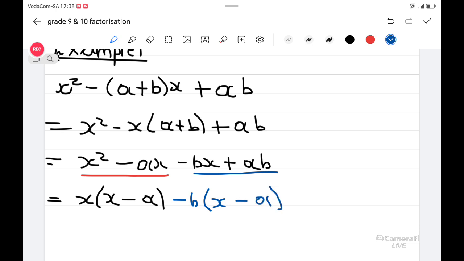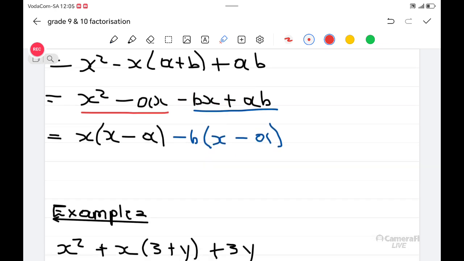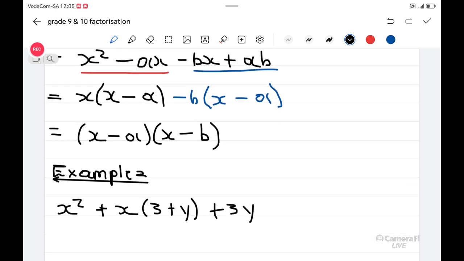The idea here is that the one that is negative now becomes positive, the one that is positive now becomes negative. Then we take out the common factor. What is our common factor? It is x minus a, and then we are left with x minus b, fully factorized.